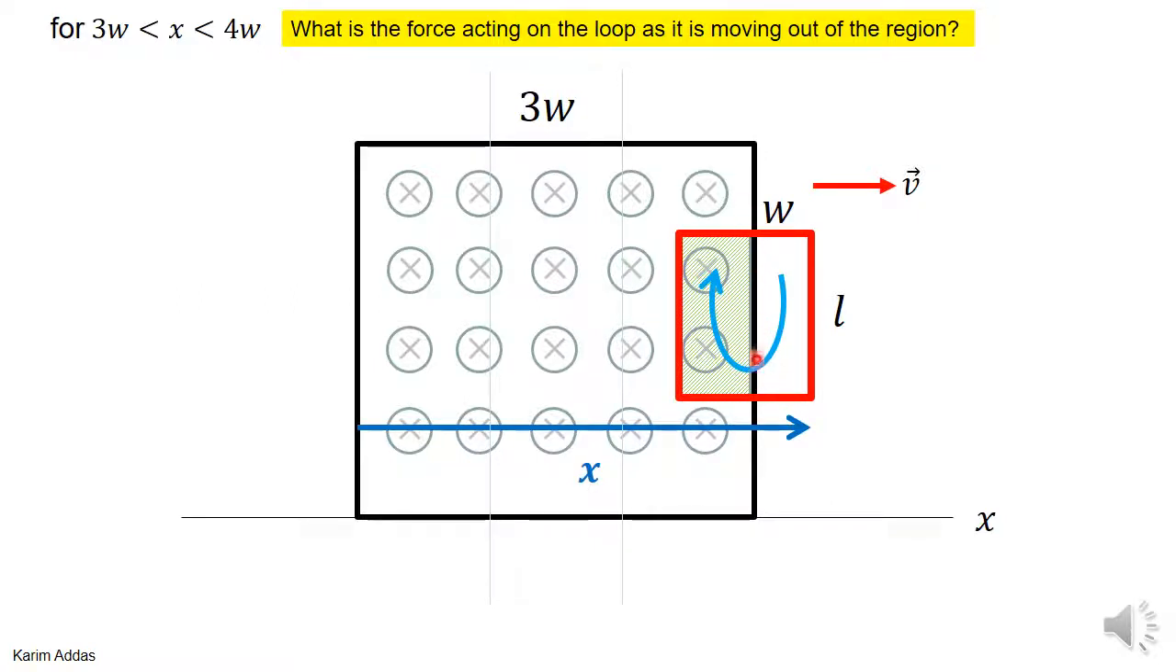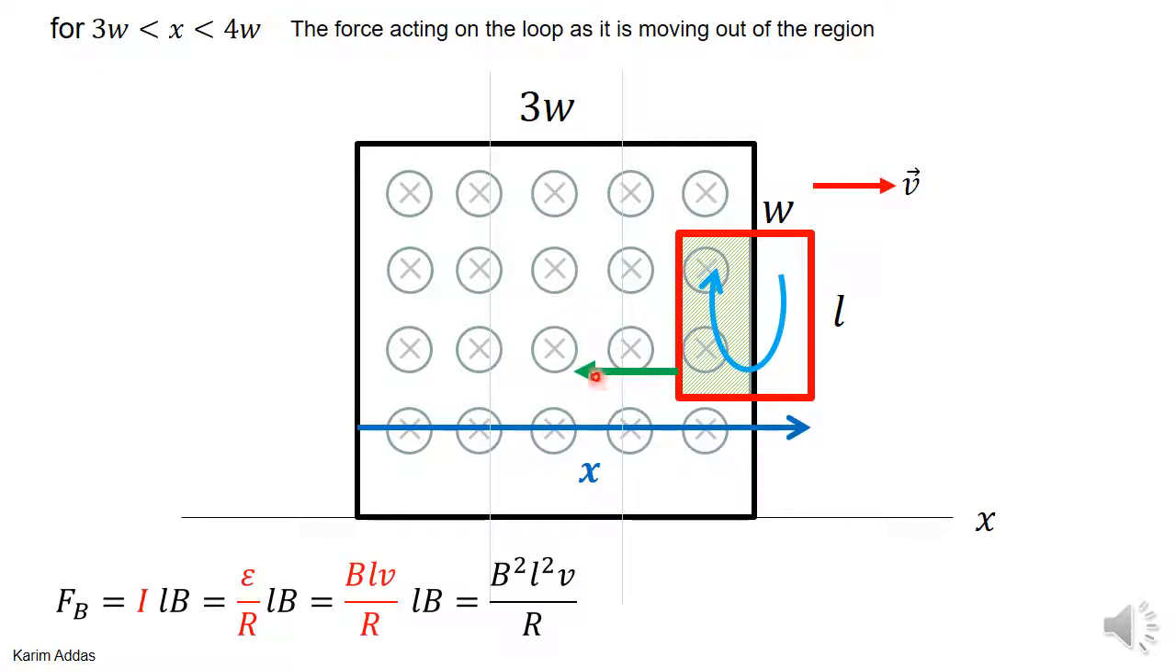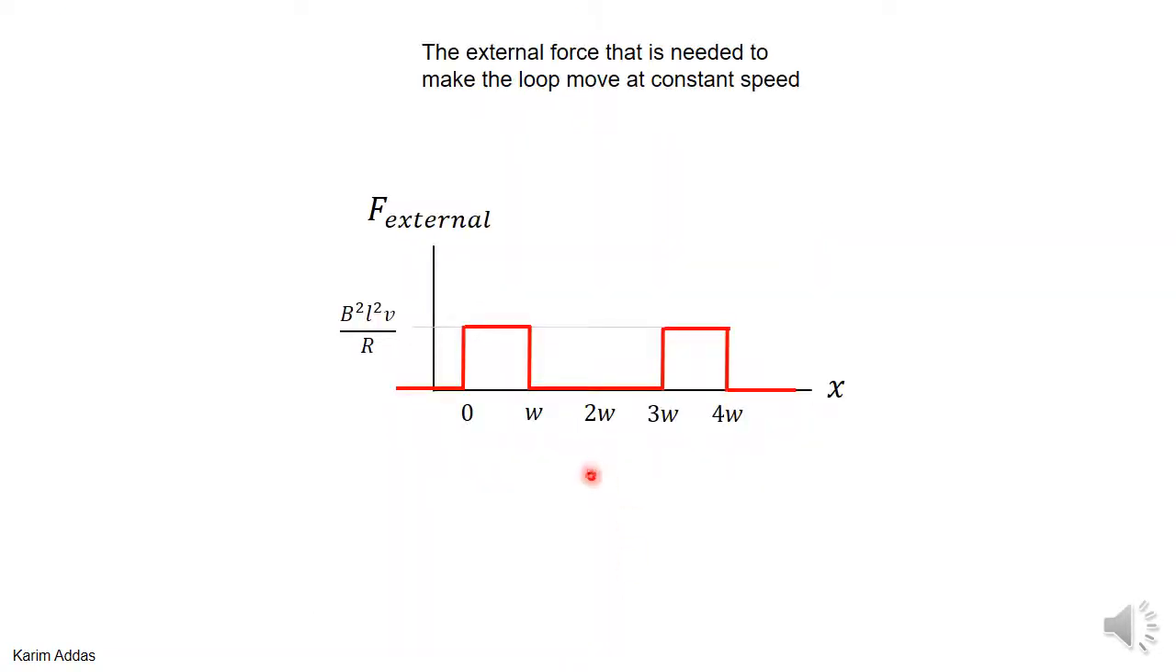We were interested in the forces in the direction of motion. So what about this side? On this side the current is upwards, so the L vector is upwards. So L cross B is to the left, and the value of the force is I L B, the same as before. The current is the EMF over the resistance. The EMF, we got it was B L V, so you get B squared L squared V over R. So in both cases, the force was to the left.